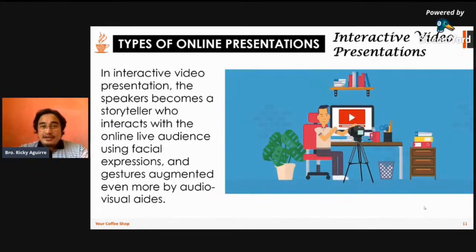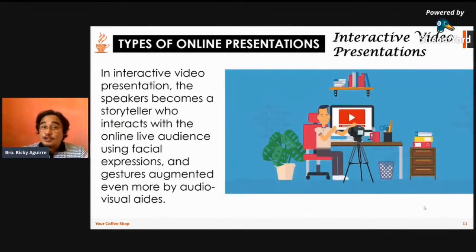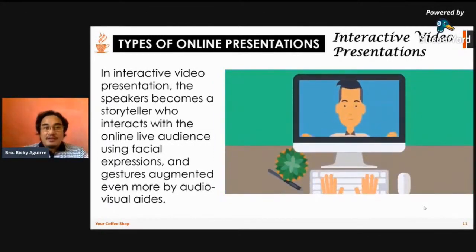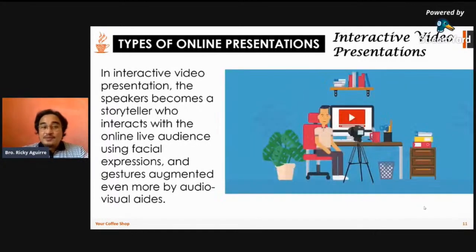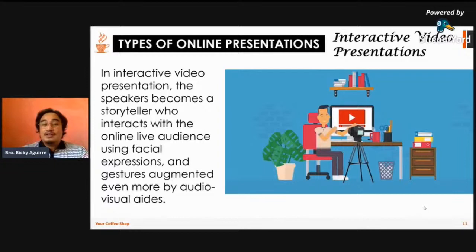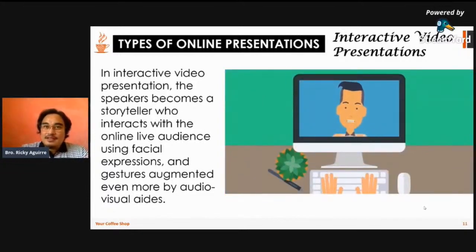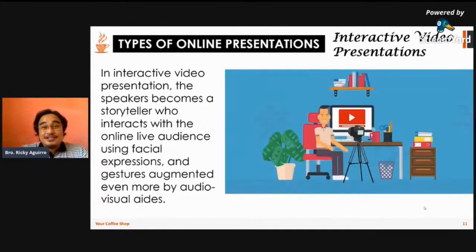And the slide is presenting the information you're explaining to them. So in the interactive video presentation, the speaker becomes a storyteller. Remember, a storyteller, not a news anchor, who interacts with the online audience using facial expressions and gestures, augmented even more by audio-visual aids. So this is what I've been doing, interactive video presentations, and we need to improve that more.